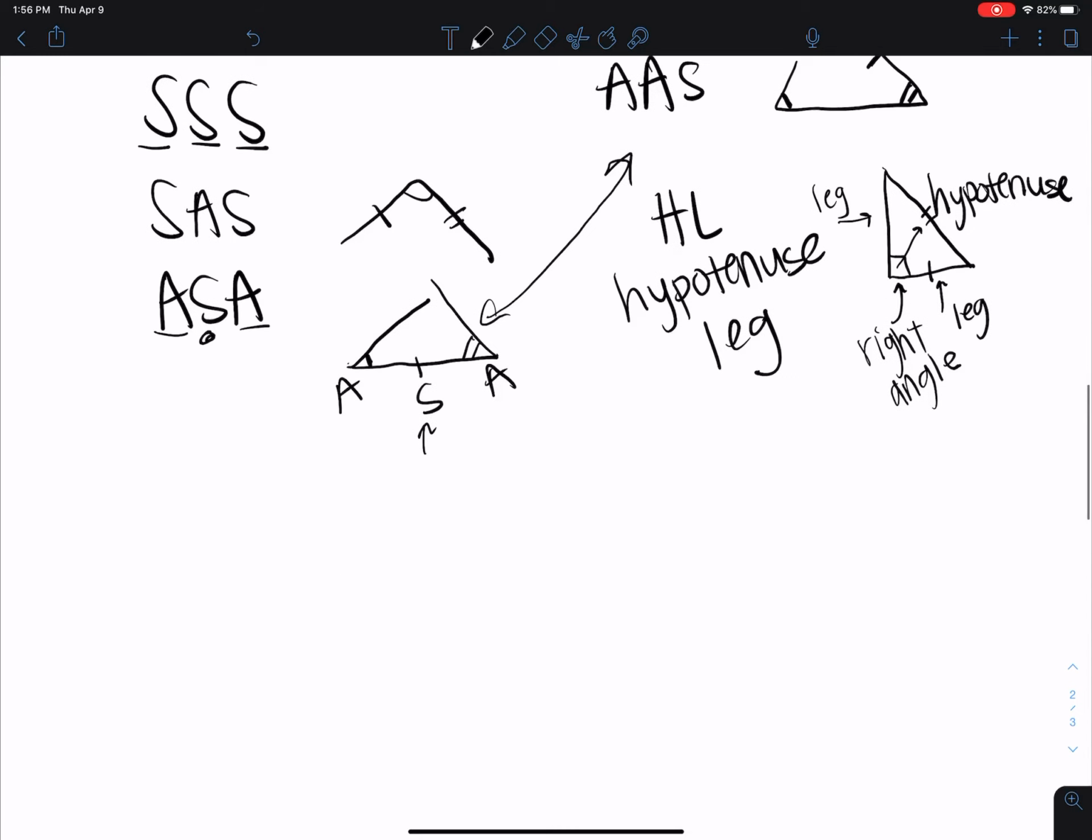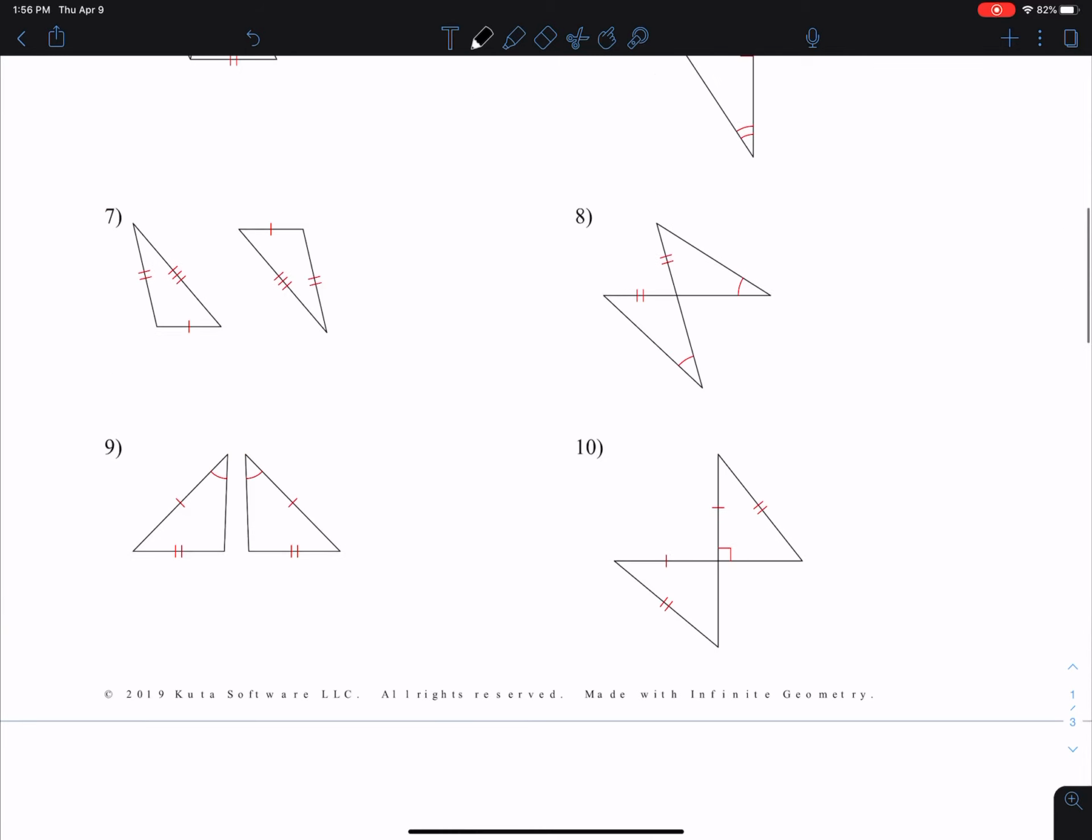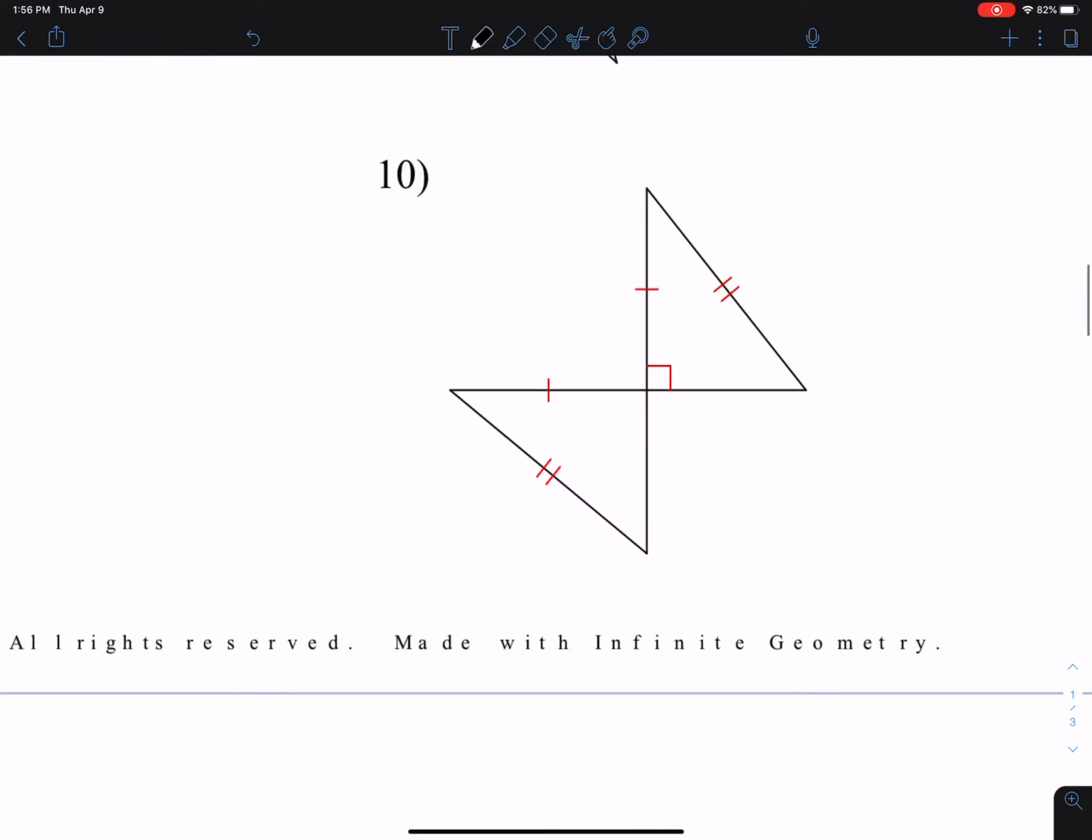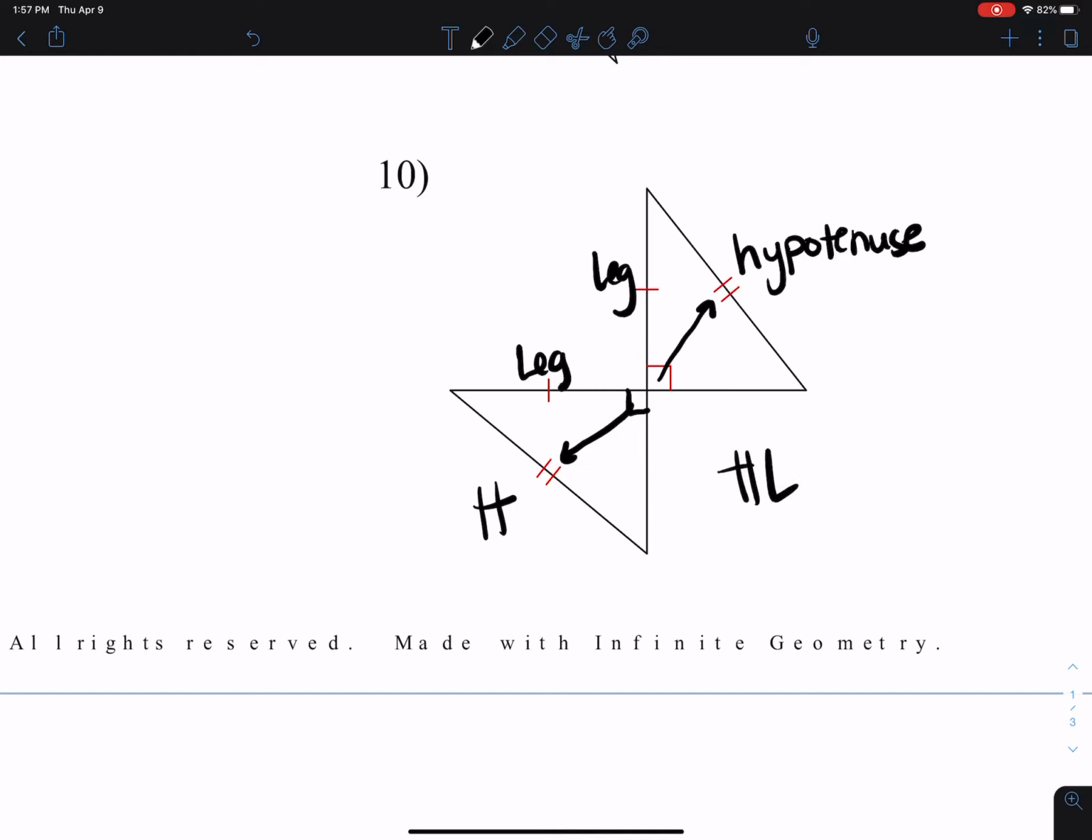So what that would look like is like on number 10 here. These are both right angles. So this is our hypotenuse, and that's in both of the triangles. And then we have a leg that is also congruent. So this one is congruent. So I'm going to put yes because of hypotenuse leg.